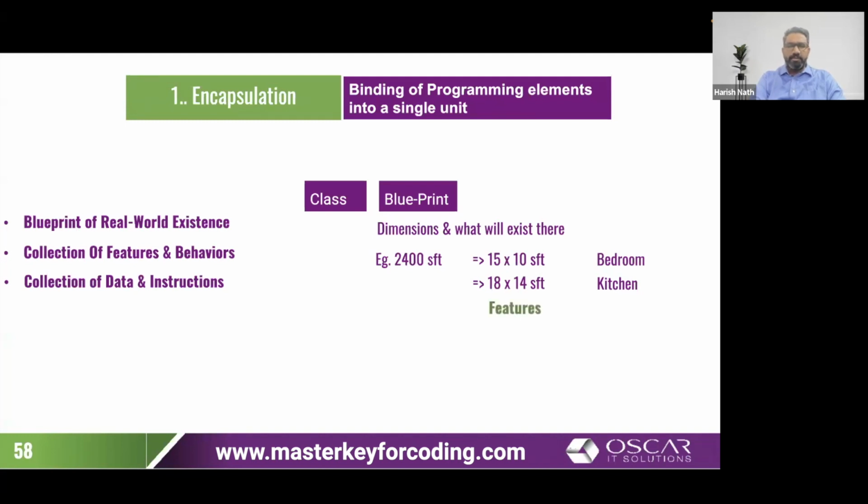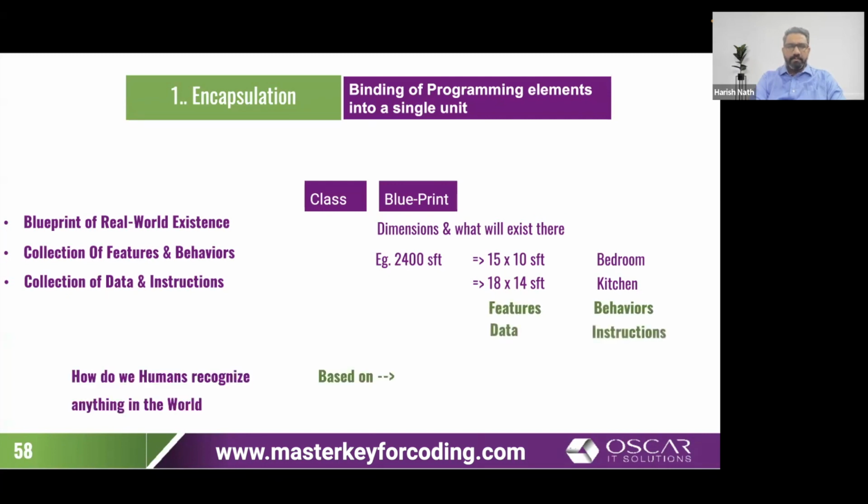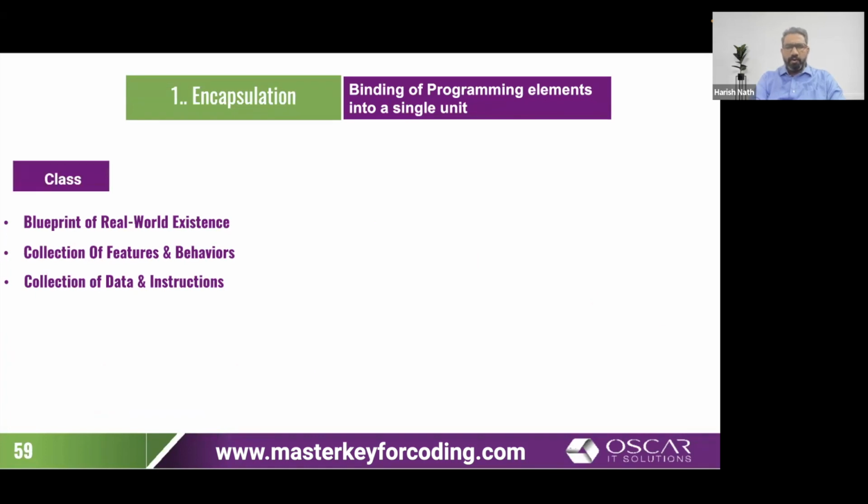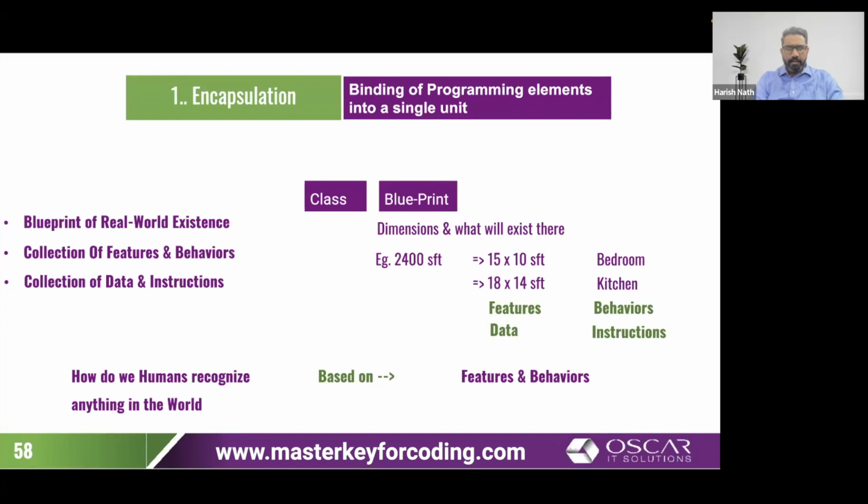And the fourth definition of class, what we have seen, is that it is a programmer-defined data type. But one basic thing to understand: how do we know what a class is? Any class, we recognize it by its features and behaviors, isn't it?